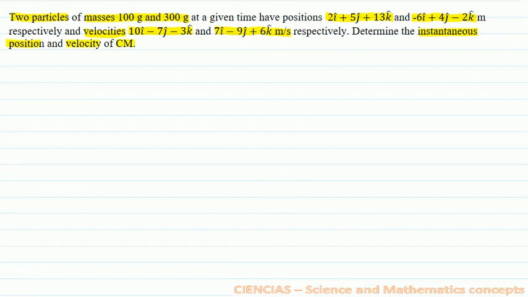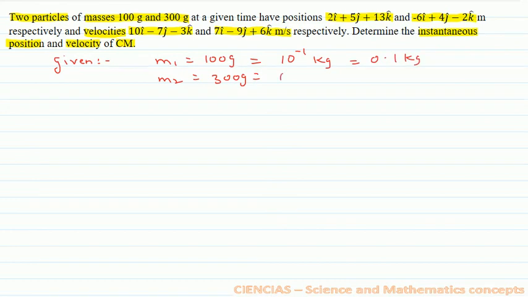So first of all we write down what is given to us. Given m1 is equal to 100 gram, that is equal to 10 to the power minus 1 kg, or 0.1 kg, and m2 is equal to 300 gram, that is 0.3 kg.